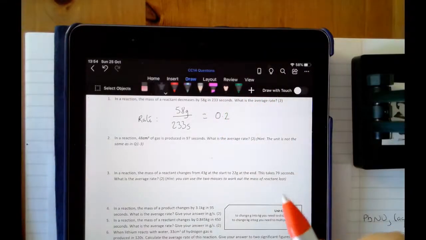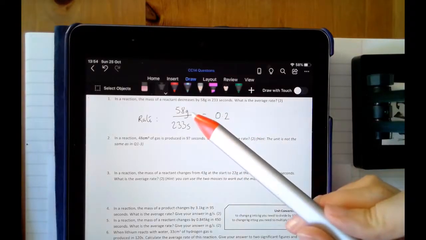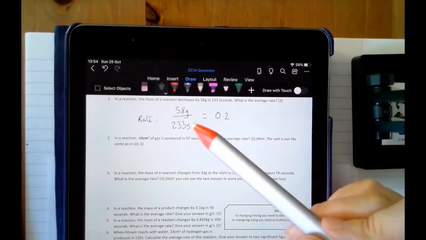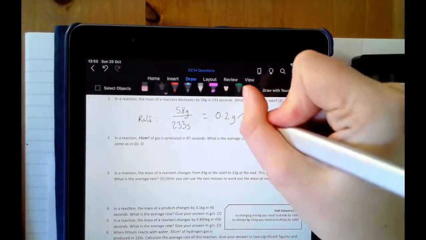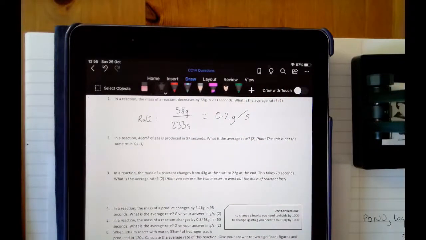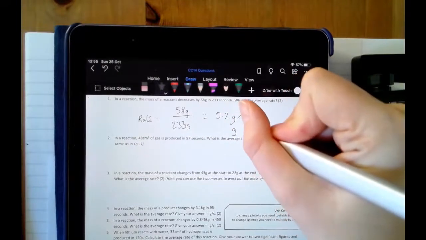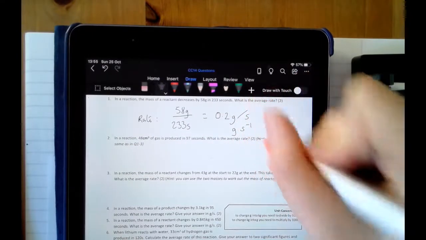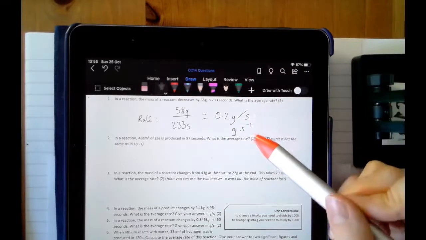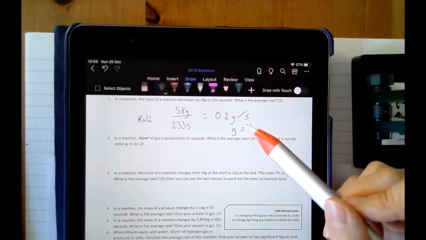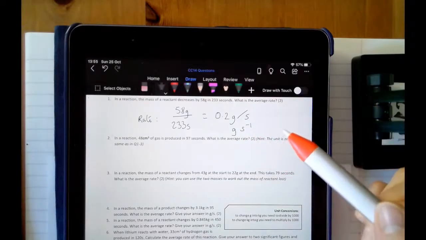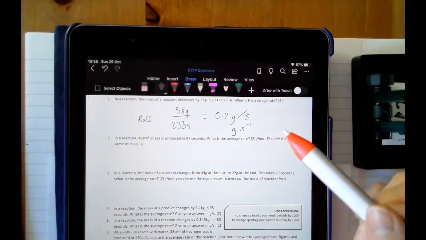But as well as my numerical answer, I also need to give the unit. If we look back here at the workings, you can see you've got grams divided by seconds. And that's going to be my units. Grams divided by seconds, or gram per second. Another way of writing the exact same unit is just gram second to the power of -1. So these two things are exactly the same, either gram per second or gram second to the -1. They both mean grams per second. It's the same way of representing the unit.